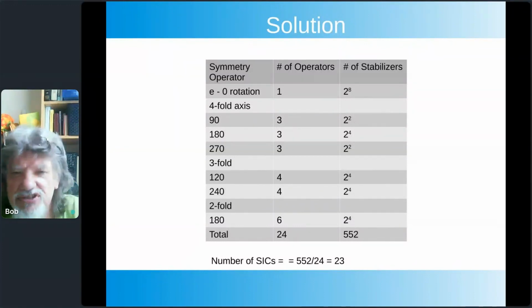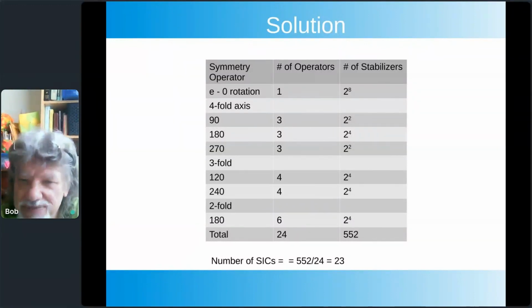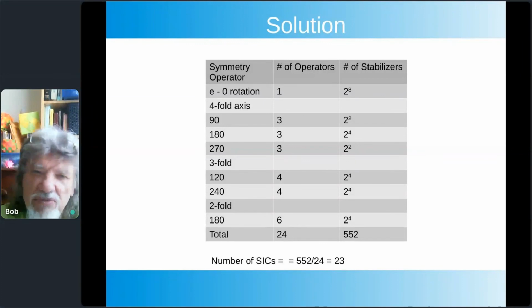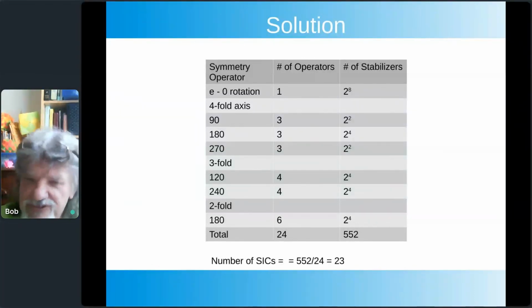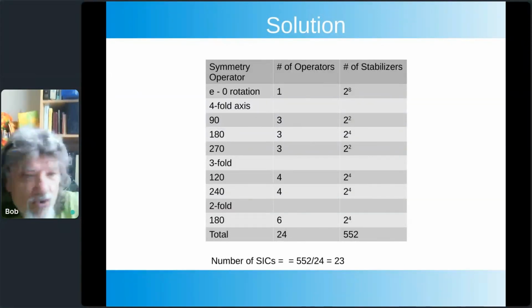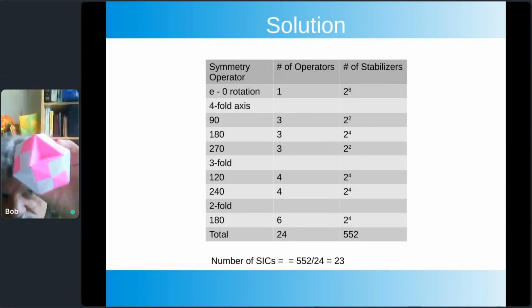So those are the number of items in the stabilizer sets for these axes. Add them up, I get 552. Number of operators, add all these numbers up, I get 24. I know that the Burnside theorem says it's the total number of stabilizers, that summation, over the number in G, which is 24, gives me 23 items. So there are 23 different ways I can build this cube where I look at things going in and things going out.